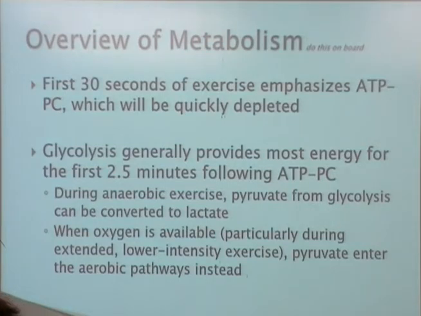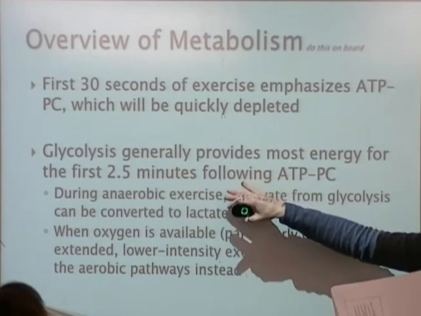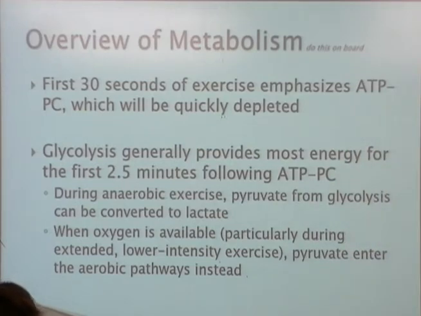So, system 1, first 30 seconds, emphasizes the ATP-PC system. That's going to be the predominant system providing energy for the first 30 seconds. Between 30 seconds and 2.5 to 3 minutes, by 2.5 you've got quite a bit of aerobic work starting. By 3 it's predominantly aerobic. So glycolysis is going to pick up and be the predominant source of energy from around half a minute to 2.5 to 3 minutes.